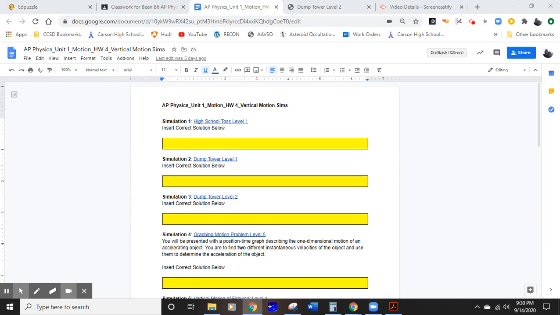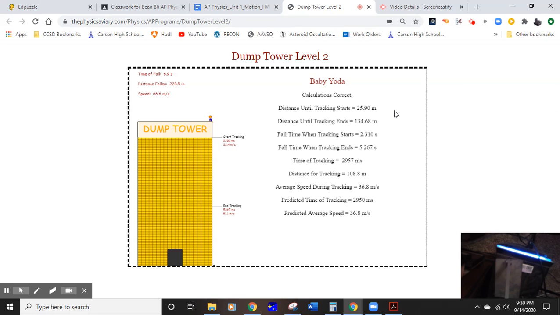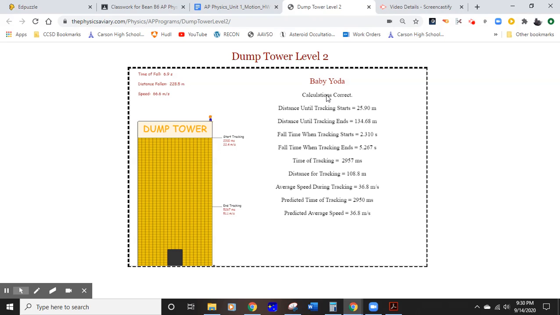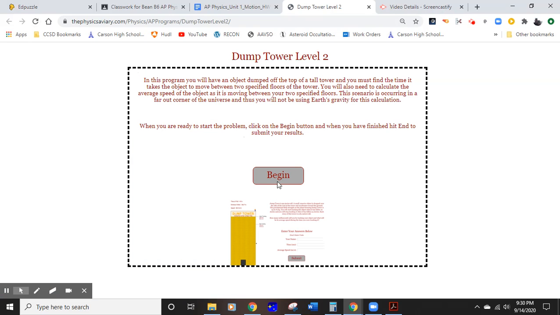Let's slide this over here, and let's see what happened here. Oh, looks like Baby Yoda already did it, and looks like Baby Yoda used the Force and was able to get things squared away. All right, so Baby Yoda can do it. I think we can do it also. So let's go ahead and reset this, and see what's going on here.